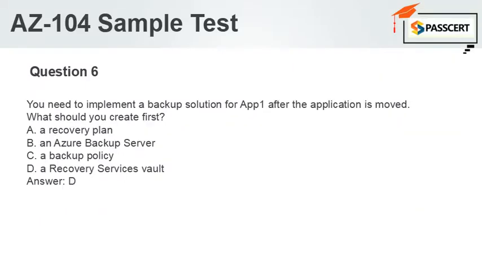Question 6. You need to implement a backup solution for App1 after the application is moved. What should you create first? A. A recovery plan. B. An Azure Backup Server. C. A backup policy. D. A Recovery Services Vault. Answer: D.